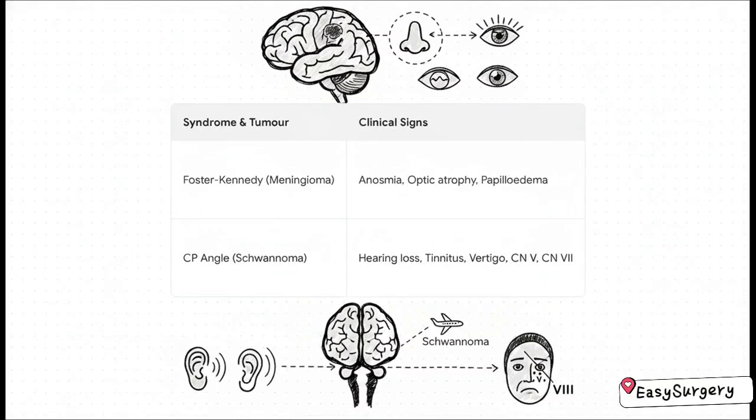First up, Foster-Kennedy syndrome. Tumor, olfactory groove meningioma. Detailed clinical signs, anosmia, ipsilateral optic atrophy, contralateral papilledema. Next, cerebellopontine angle syndrome, usually due to vestibular schwannoma. Detailed clinical signs, progressive unilateral sensorineural hearing loss, tinnitus, vertigo/imbalance, absent corneal reflex representing CN5, and facial weakness representing CN7, which is late. Now notice how vestibular schwannoma is a real frequent flyer in this explainer? As it grows, it just adds those cranial nerve 5 and 7 signs right into the mix.